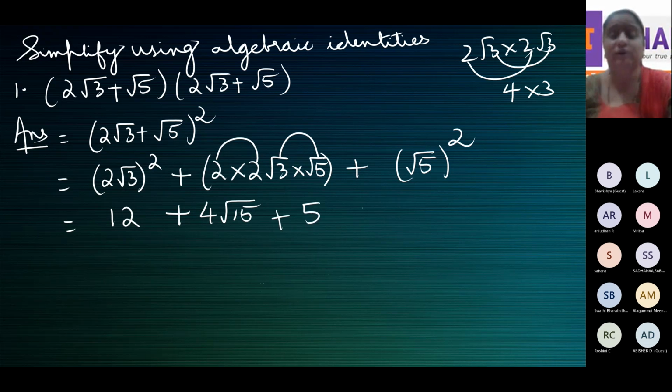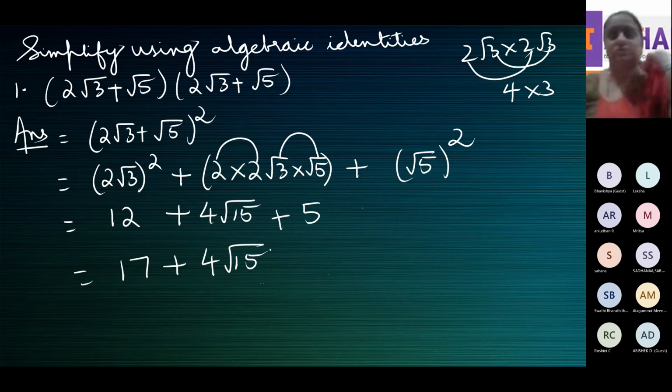Plus 5. Because root 5 into root 5 is 5. Now 12 plus 5 is 17. Correct? Yes, ma'am. Plus 4 root 15.